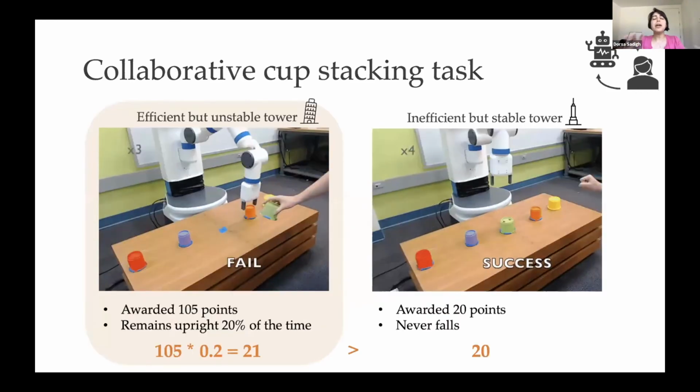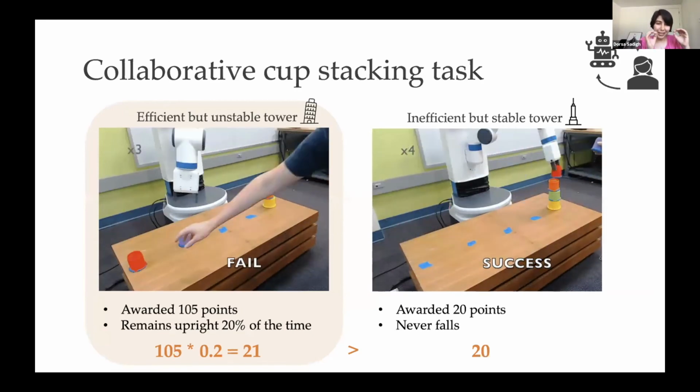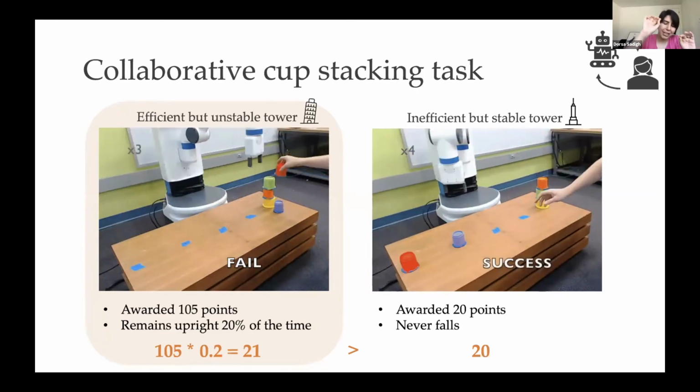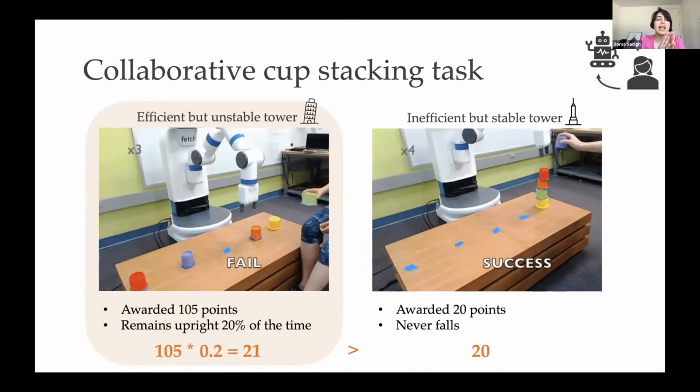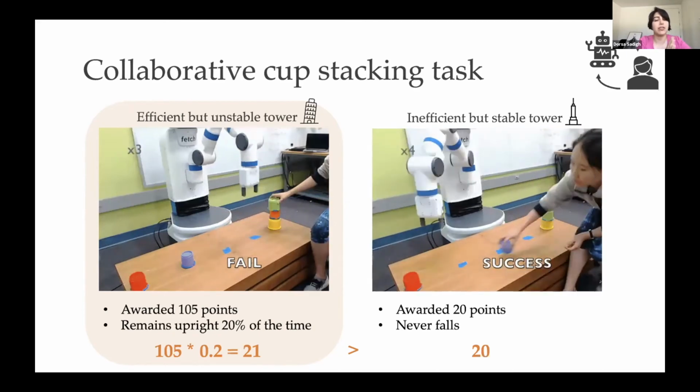So if you compare these two scenarios, it turns out that taking risks and being efficient about it, and building that unstable tower, is actually the optimal thing to do. So an optimal human should take risks here.